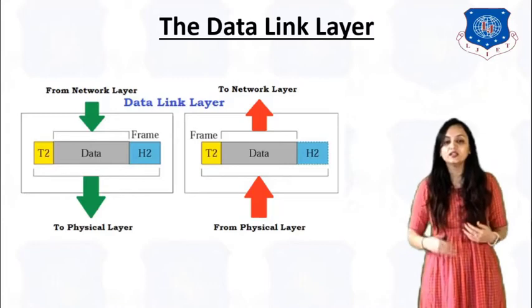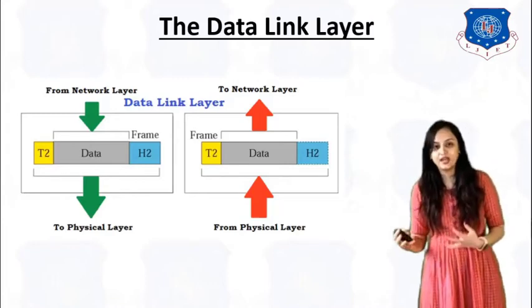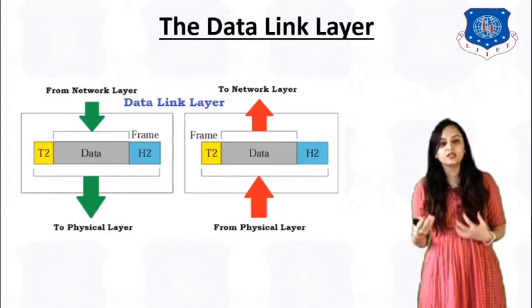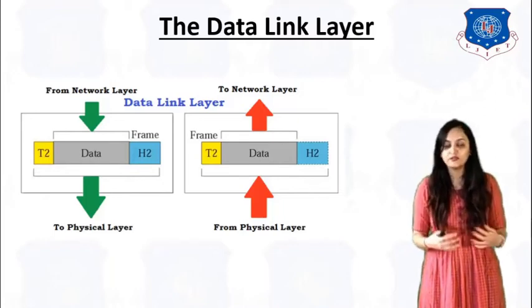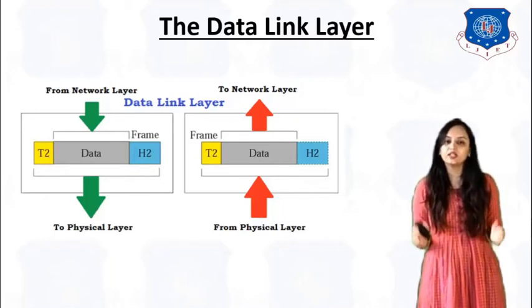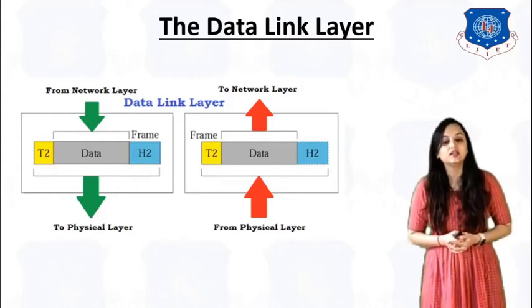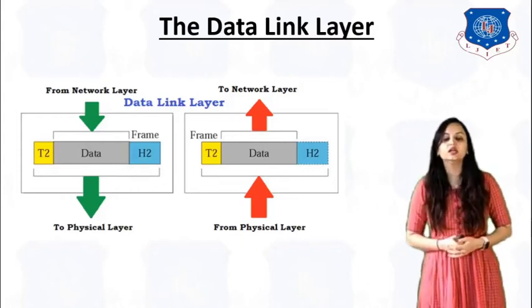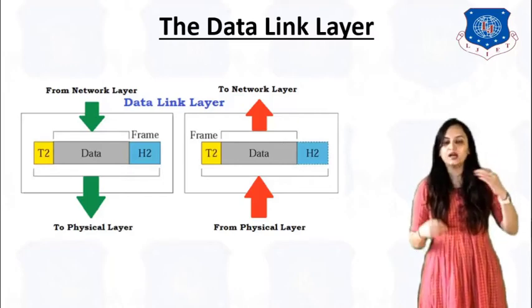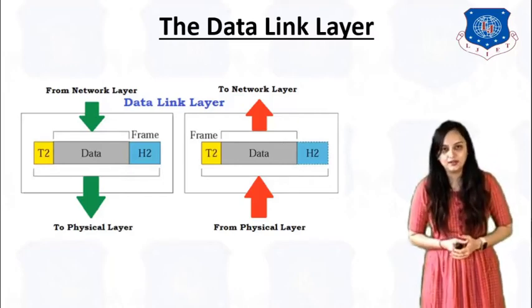So in the data link layer, the data is in terms of frames. From the received data, that is in terms of bits from the physical layer, it will convert it into frames, and then it will transmit to its above layer, that is the network layer. So this is how the physical layer and network layer are using the data link layer.